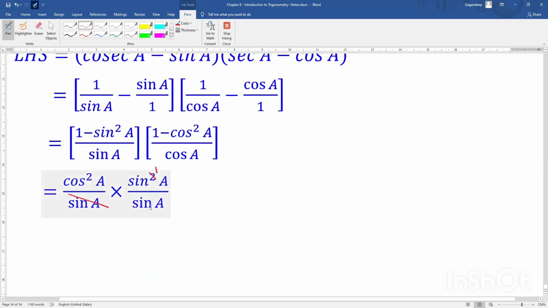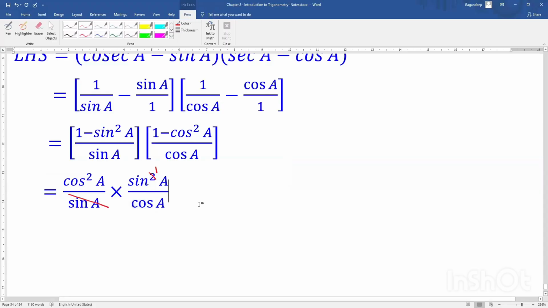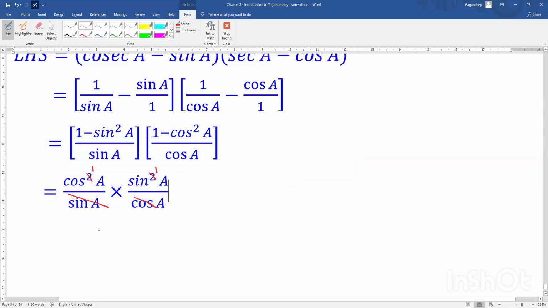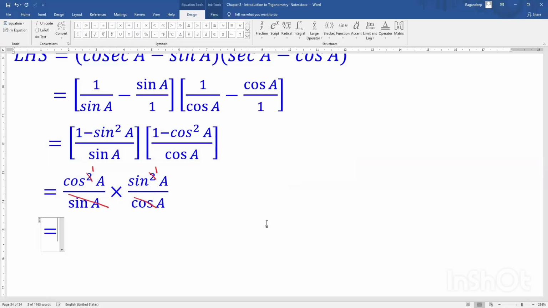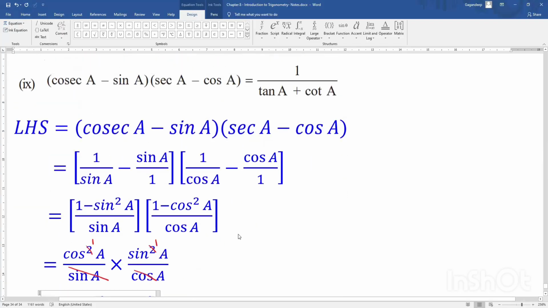So here and here, cos A. So here it is cos A. And here also I'm going to cancel this cos A, completely cancel. And here you're going to write it as 1. Okay, so you'll be left with cos A into sin A equal to cos A into sin A. So this is the value we got.